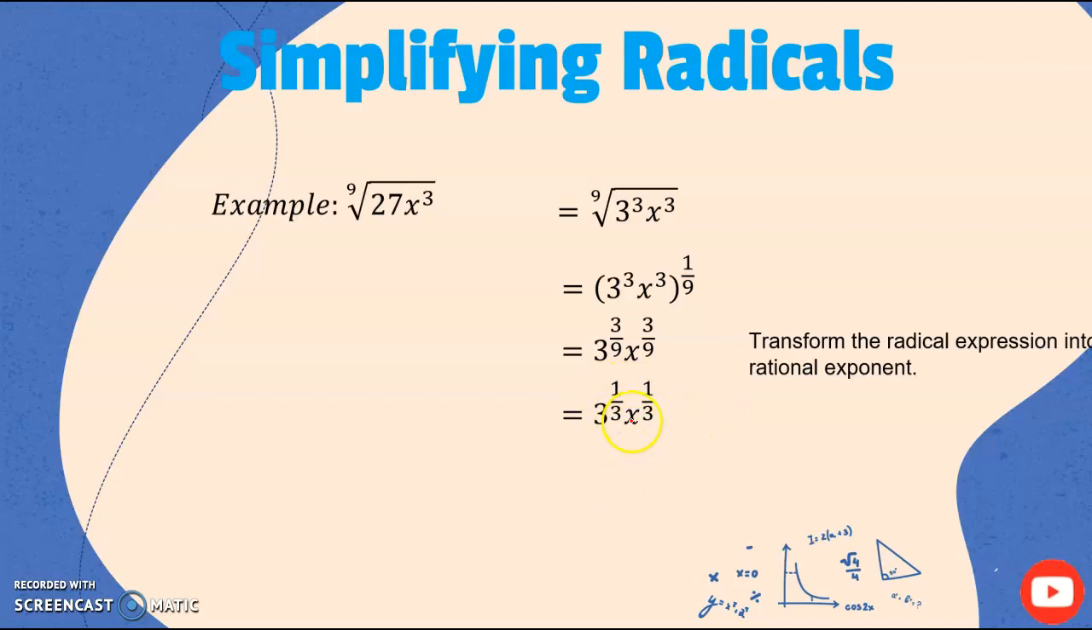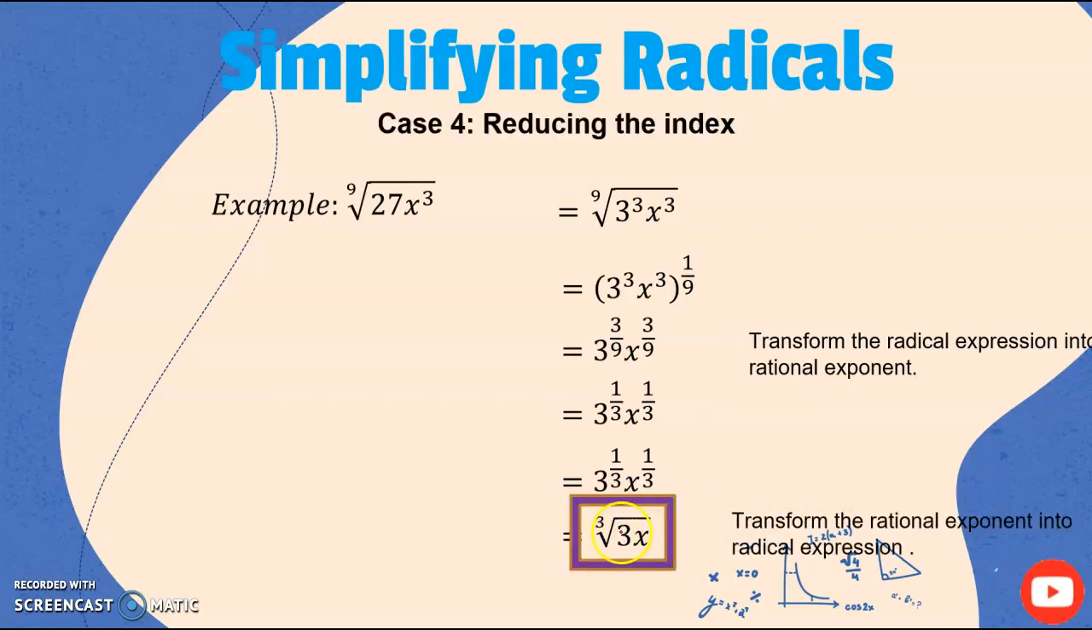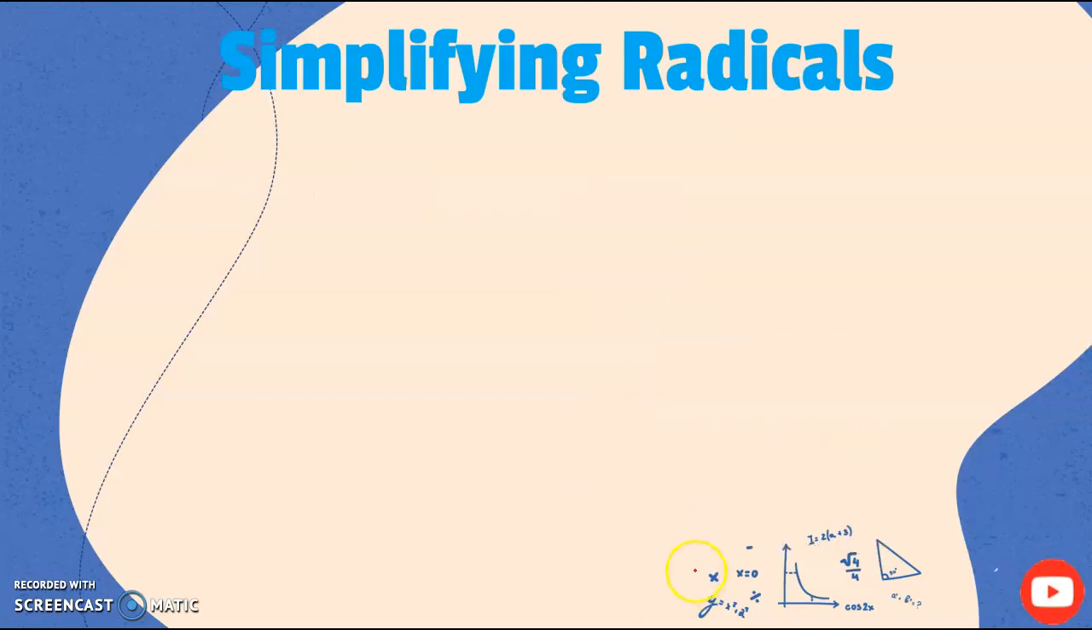Then 3 to the power 1/3, x to the power 1/3. Take note that you have to put them into radical form, so we come up with the final answer of cube root of 3x. You can also rewrite this as cube root of 3 times cube root of x. Since they have the same root, you just multiply them, then you can put them together as cube root of 3x.